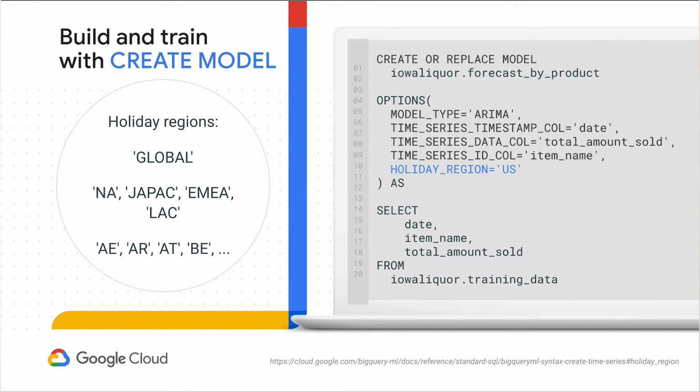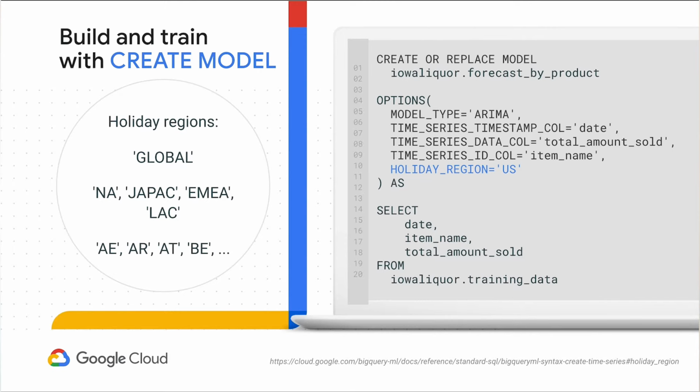And what that does is it's going to take holiday effects into account in our data for this particular geography of the United States. And if you want, you can choose other regions as well. You could choose global if you have an international market of consumers or users, or you could choose based off of region like NA for North America, or JAPAC or EMEA, or the individual country code as well, like US. So holiday region is something to essentially take advantage of.